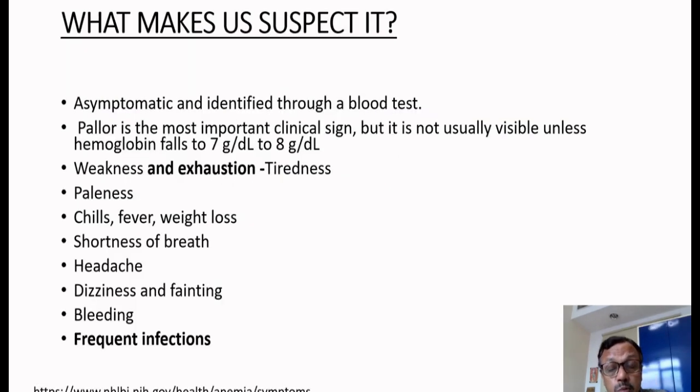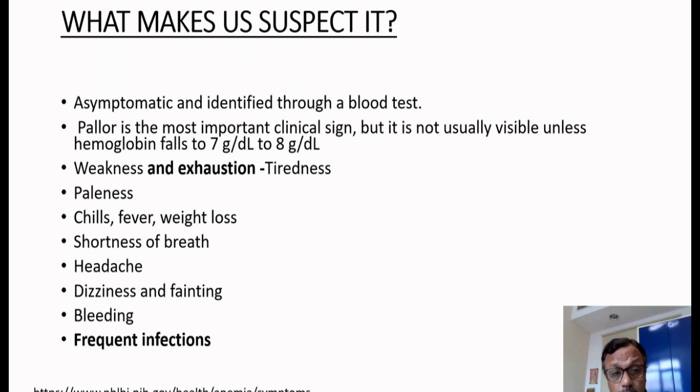So, how to suspect a case of anemia? See, anemia is not a disease. It is due to the deficiency of either hemoglobin or RBC in your body. Some cases of anemia may be asymptomatic and can only be identified through a blood test. Now, paleness of the eye is the most important clinical sign, but note it is visible only when hemoglobin falls to a very low level of 7 to 8 gram per deciliter of blood.